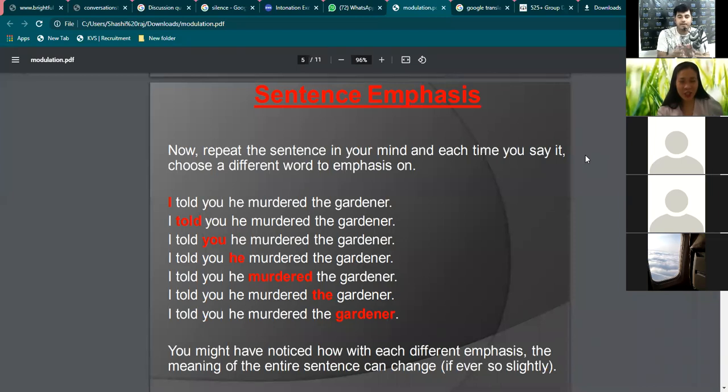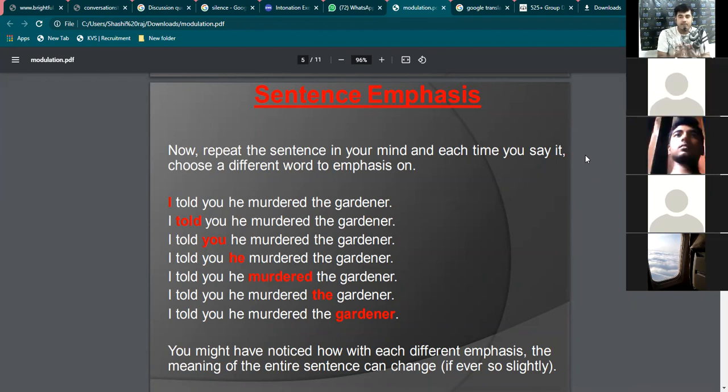The reason I have written the same line seven times is that we need to speak this line in different ways to understand emphasis. It's a kind of small exercise, and you can bring this exercise to different kinds of sentences, right? So now repeat the sentence in your mind, and each time you say it, choose a different word to emphasize it.